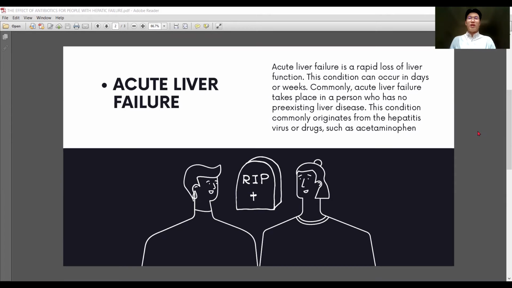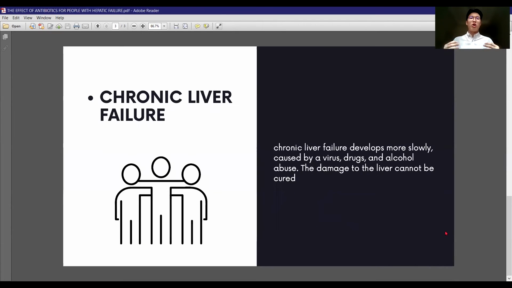So acute liver failure is a rapid loss of liver function. This condition can occur in days or weeks. Commonly, acute liver failure takes place in a person who has no pre-existing liver disease. It commonly originates from the hepatitis virus or drugs, such as acetaminophen. Meanwhile, chronic liver failure develops more slowly, as I said before, caused by a virus, drugs, or alcohol abuse. The damage to the liver cannot be cured or is irreversible.